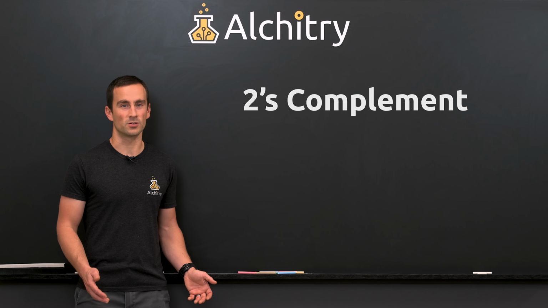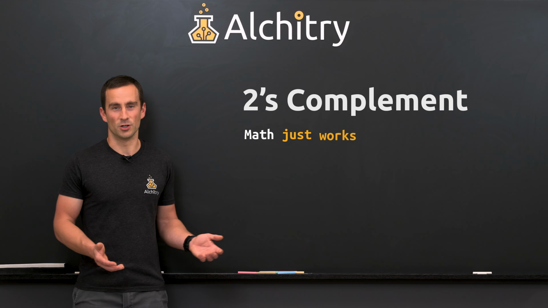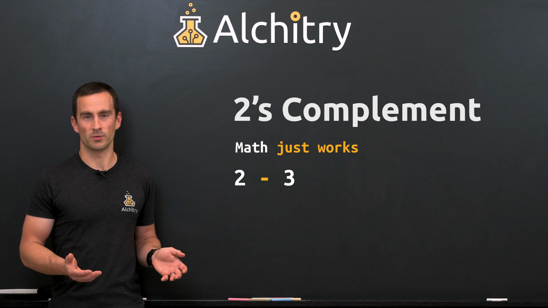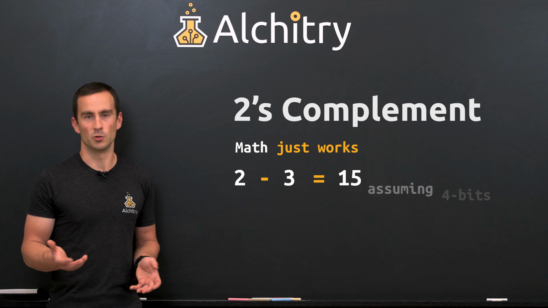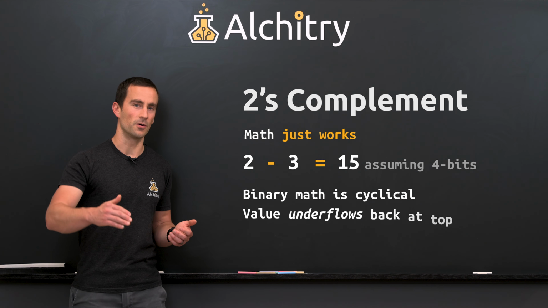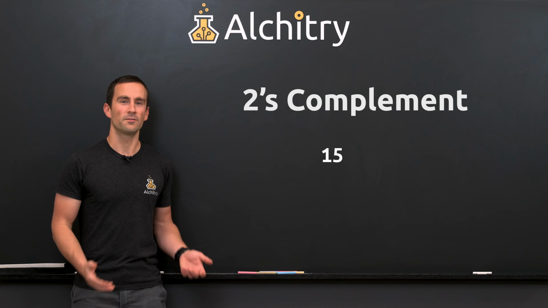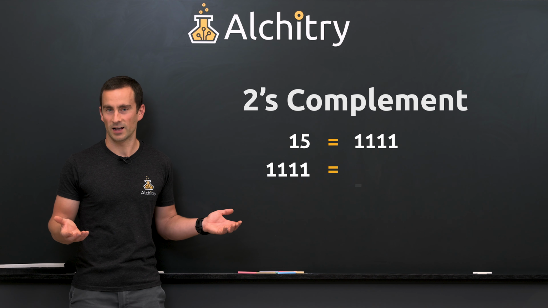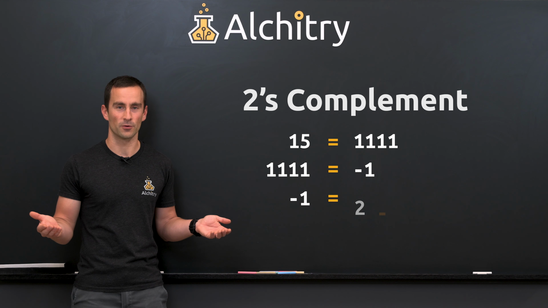Finally, the best part of 2's complement is that math kind of just works. For example, if you had a subtraction circuit and you were performing 2 minus 3, you would end up with 15, assuming we were using 4 bits. This is because binary math is cyclical and the value underflows, starting back up at the top. However, 15 is 1, 1, 1, 1, and as we saw earlier, 1, 1, 1, 1 is negative 1, which is of course the correct answer for 2 minus 3.